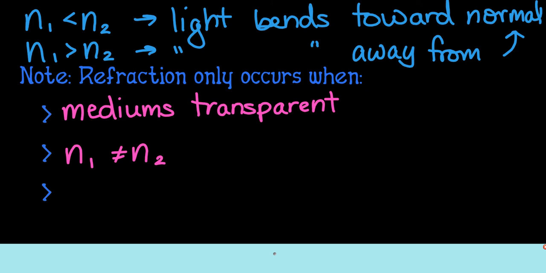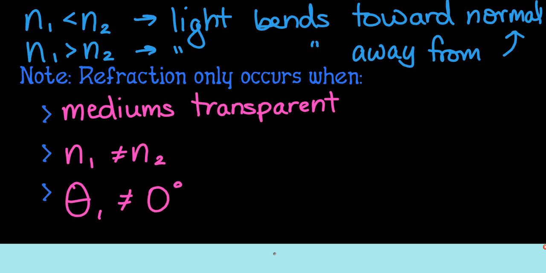Finally, a very important fact is that refraction does not occur when your angle of incidence is 0. In other words, if your incoming light is perpendicular to the surface, no refraction will happen. However, if it hits the surface at any angle other than being perpendicular to the surface, you will see refraction.